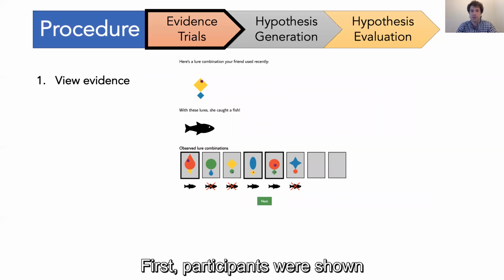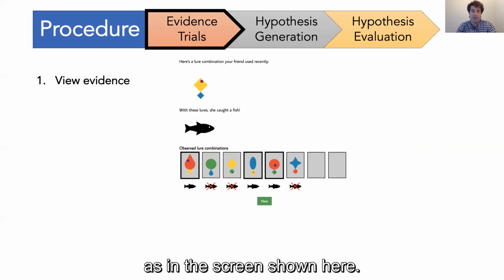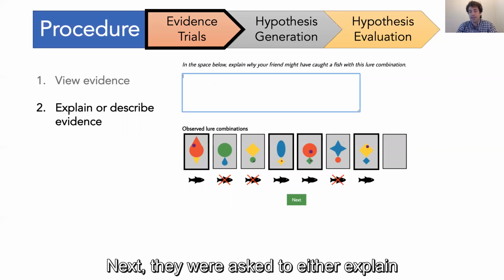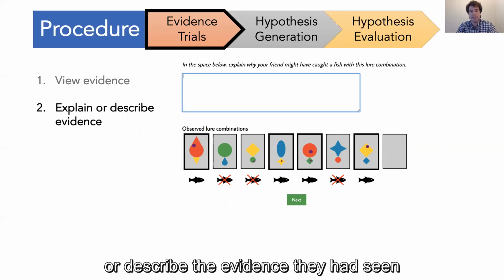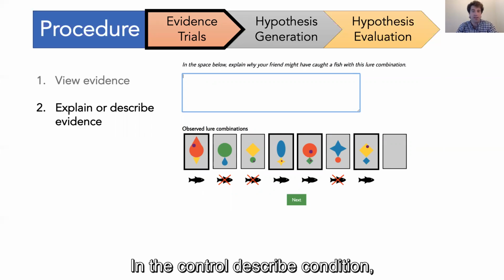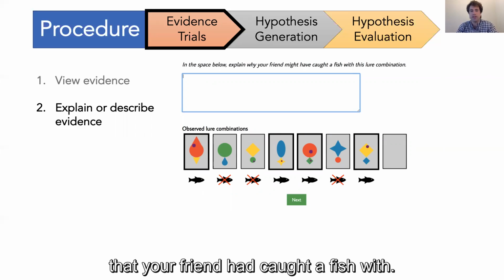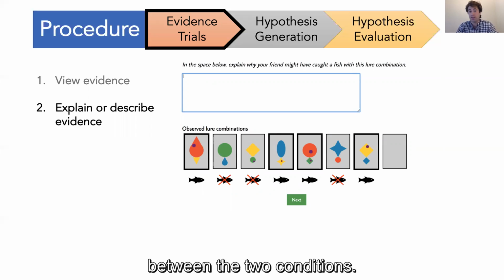First, participants were shown an example fishing lure combination and told whether or not it caught fish, as in the screen shown here. Next, they were asked to either explain or describe the evidence they had seen, as shown here for the explanation condition. In the control describe condition, participants were asked to describe this lure combination that your friend caught a fish with. This manipulation was the only difference between the two conditions.